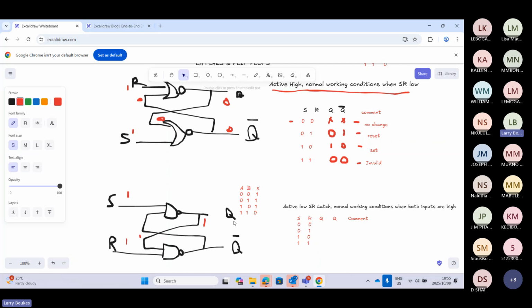So now if we have 1, 1, we know the output is 0. So we're gonna have a 0 here. We're gonna bring this 0 here. 1 0 gives an output of 1. Here's 1. We bring this 1 here. 1 1, right? The output is 0. So it means nothing changed.